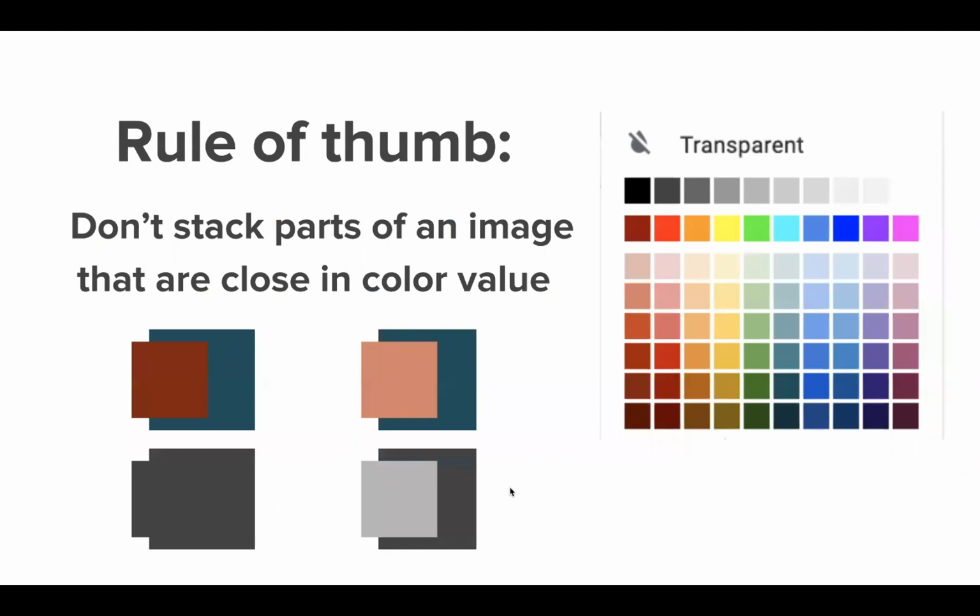And part 2 for this is to even use the preview in grayscale mode that a lot of apps have, including BioRender. So don't stack parts of an image that are close in color value or darkness or lightness. Make sure to stack more light on dark or dark on light, as is shown with this diagonal circle here.